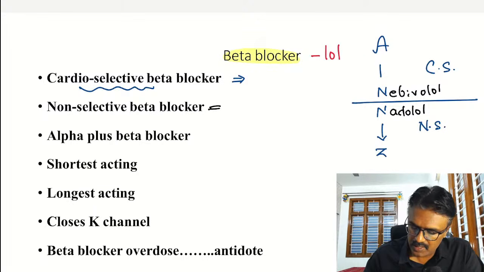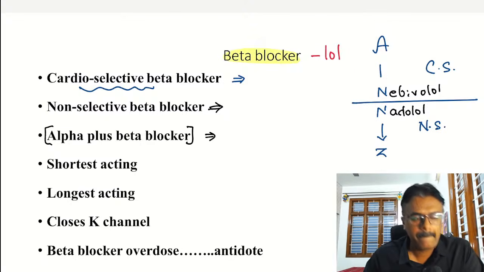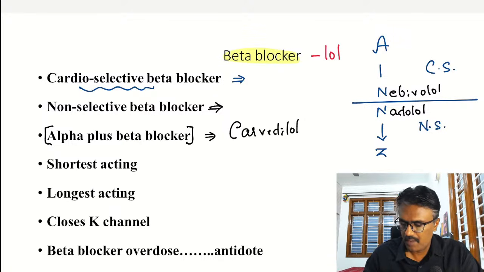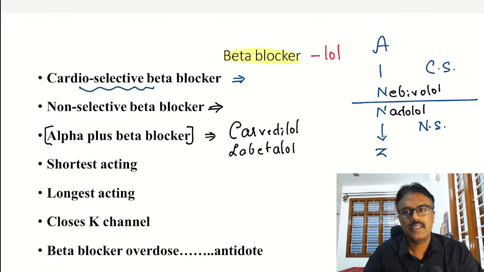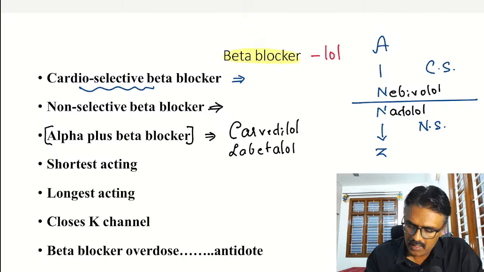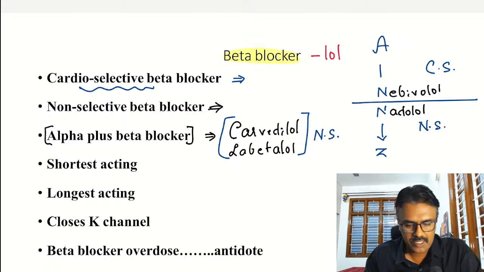So we understood cardioselective and non-selective beta blockers. Now we have certain beta blockers which are alpha plus beta blockers. The alpha plus beta blocker drugs are two drugs. Number one, the name is carvedilol, and number two, the drug name is labetalol. Now the question is again, are these two drugs cardioselective? No, they are non-selective beta blockers.